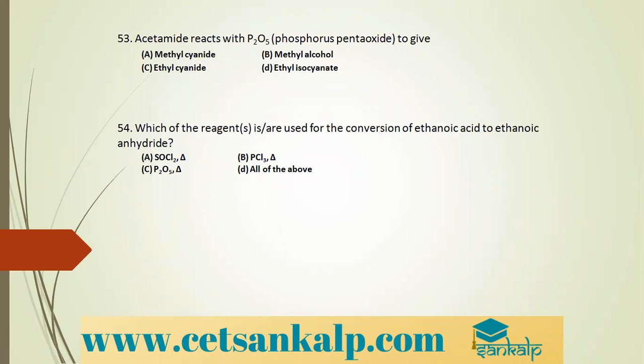53rd question. Acetamide reacts with phosphorus pentoxide to give. So what is acetamide? CH3CONH2. Acetamide reacts with P2O5, phosphorus pentoxide. P2O5, as we have discussed, is a dehydrating agent. So there is elimination of water and two more bonds form. So we get CH3C triple bond N and H2O.